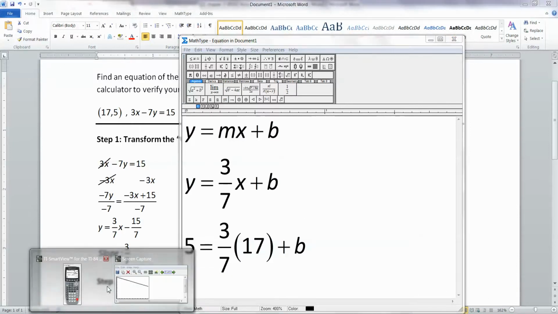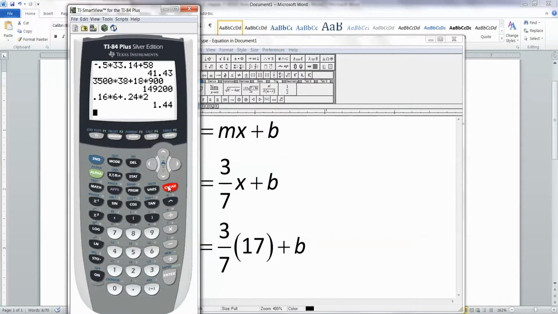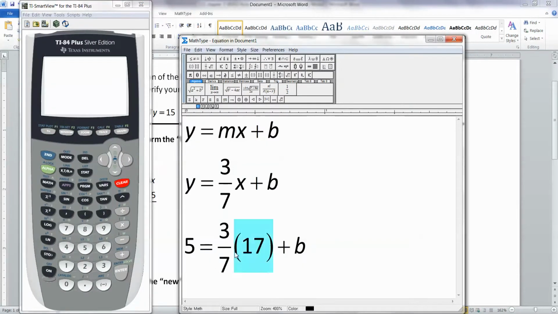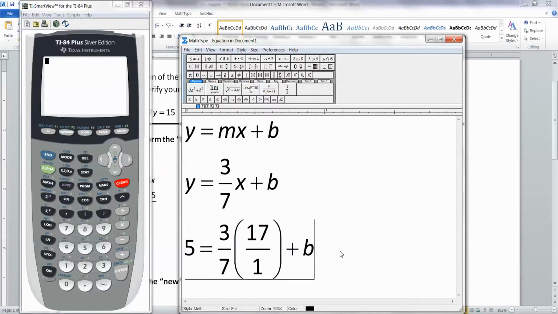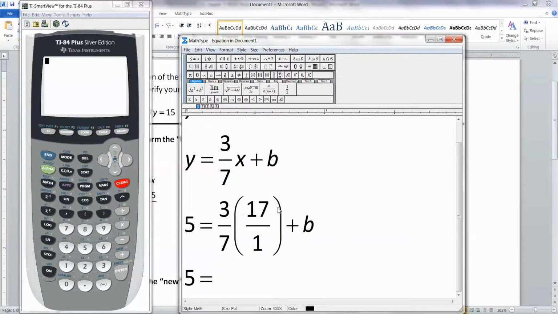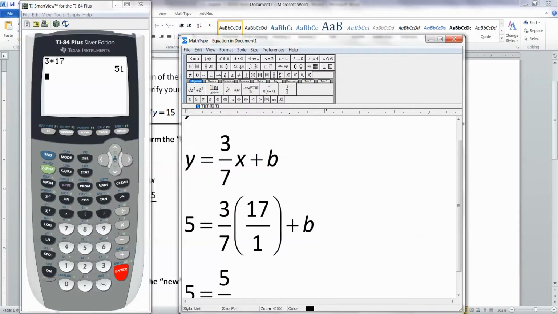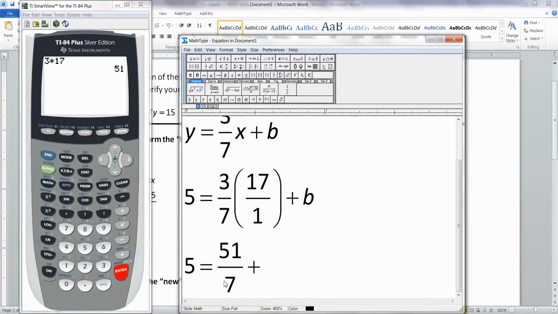Now let's see here. We can use our calculator to help us a little bit. Because what we need is 3 times, I mean, if you remember, this is really 17 over 1, right? Whenever you have a whole number, it's really over 1. So to multiply that, you're going to say, okay, 5 equals 3 times 17. So let's do 3 times 17. Enter. It gives me 51 over 7 plus b.